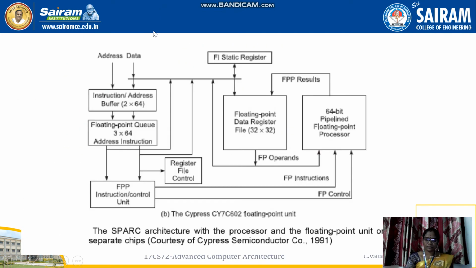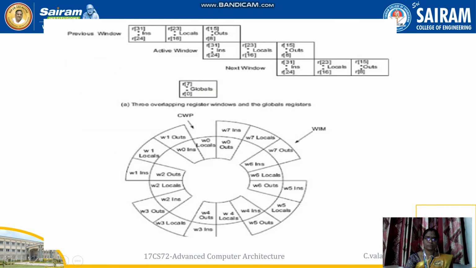Then next, locals. Locals are only locally addressable by their own registers. So registers R16 to R23 should be referenced by the window itself. They will not interfere and will not be shared with other registers. That's why R16 to R23 are called locally addressable registers.